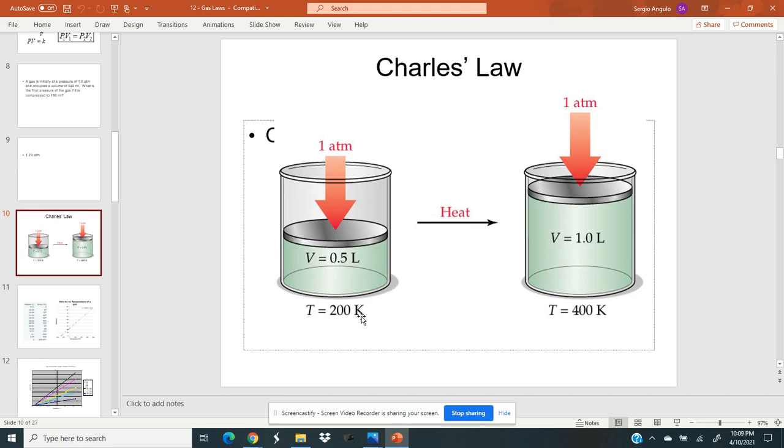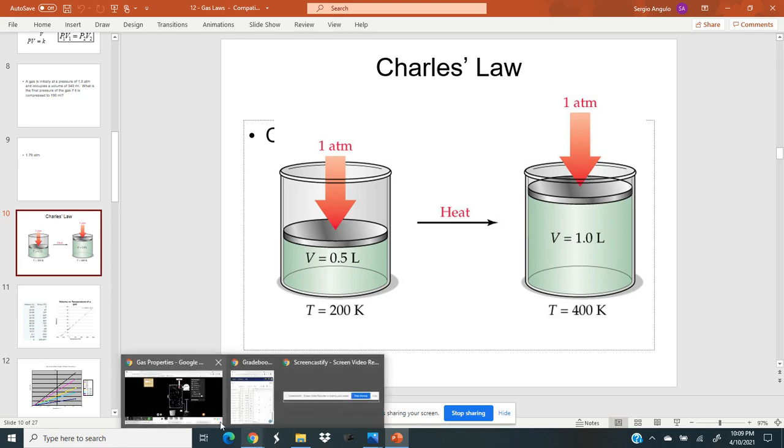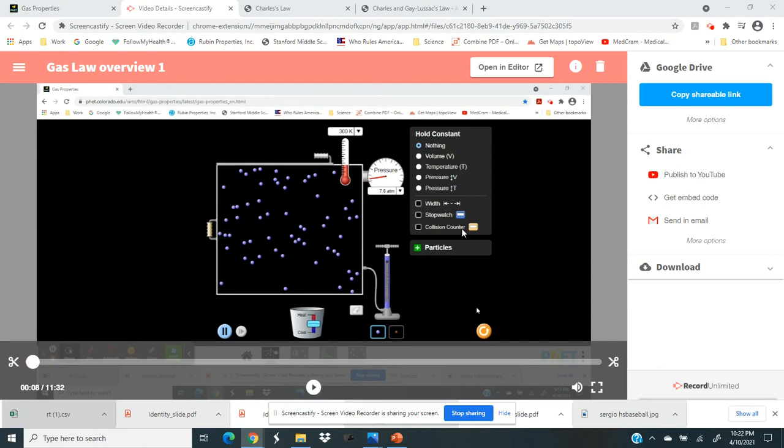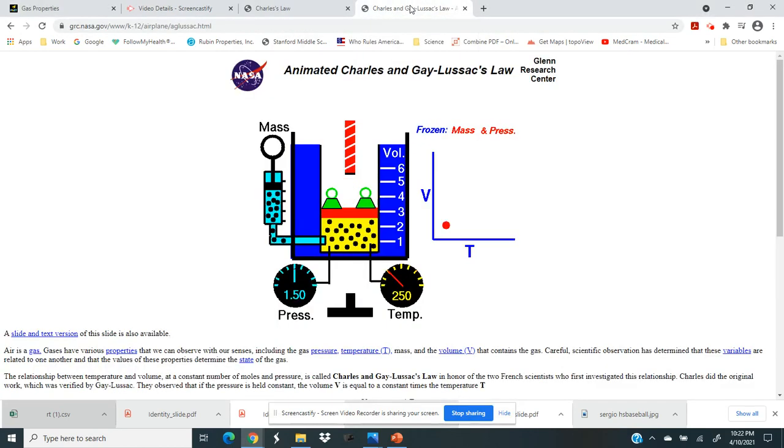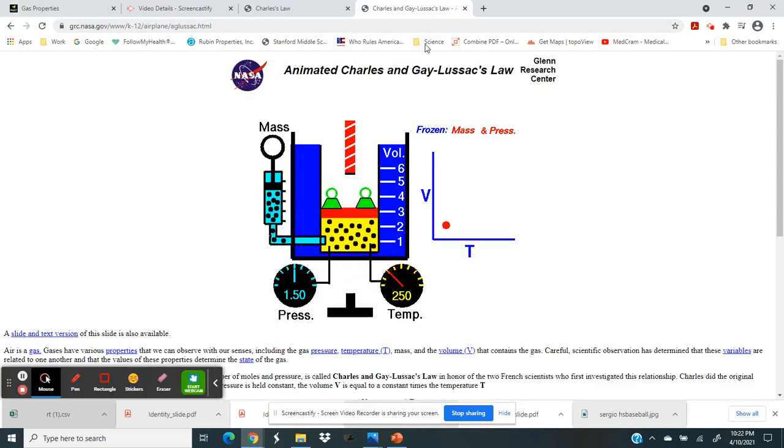Basically, the idea is if you heat it, the volume will increase. And much the same way, if you cool it, the volume will decrease on its own. So we're going to see a demonstration here of Charles and Gay-Lussac's law. It shows you the relationship between temperature and volume. As temperature increases, volume increases. Here they're showing you as the temperature goes up, our volume goes up.